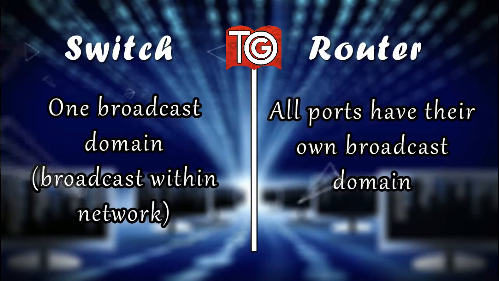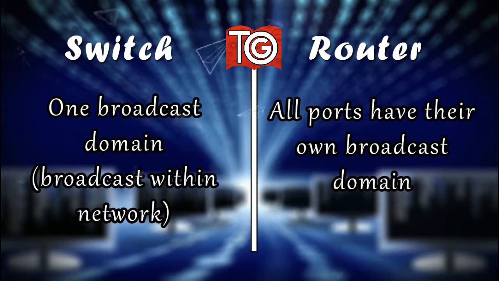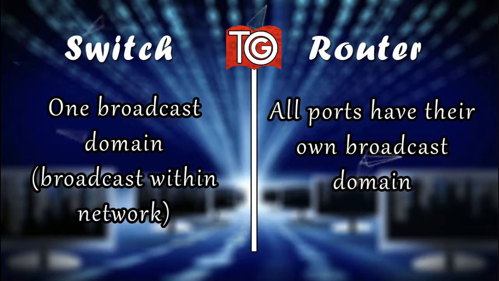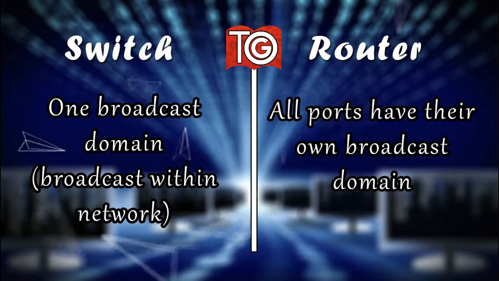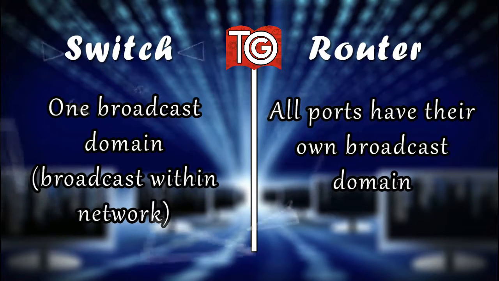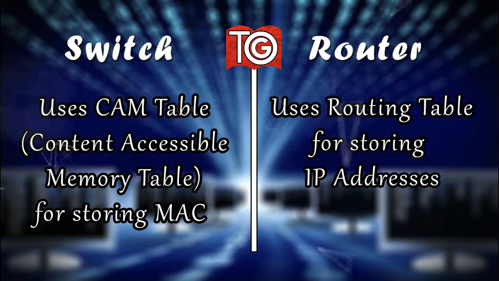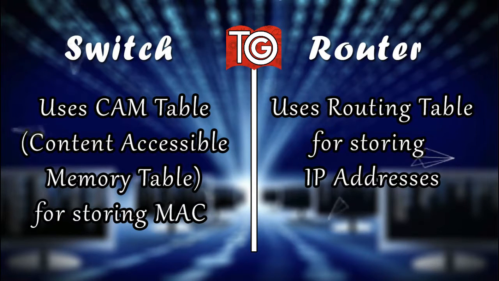Our next difference is that a switch contains only one broadcast domain, that is, within the network. You can only broadcast within the network, and if you are using a router, then you are able to broadcast to other networks too. Here all ports have their own broadcast domain. So if you are using a hub or a switch, they will both have their own broadcast domain, and with a router you will be able to broadcast to the entire network, even if it is not your own network.